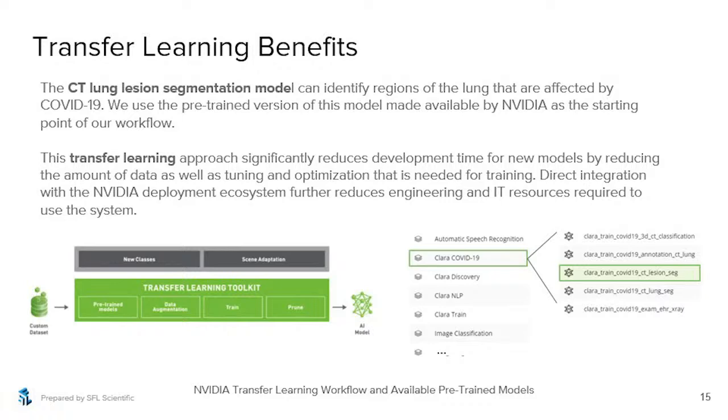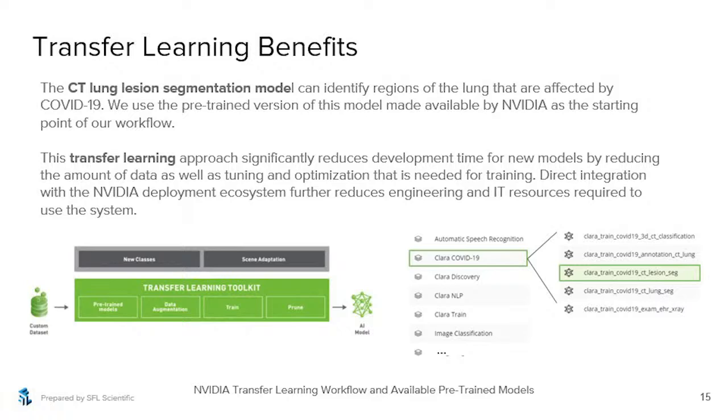Next, let's look at the benefits of transfer learning. The CT lung lesion segmentation model can identify regions of the lung that are affected by COVID-19. As covered before, we use the pre-trained versions of this model made available by NVIDIA as the starting point of our workflow. Transfer learning is the process where a model was pre-trained on a particular task and then reused as a starting point for training a second task.